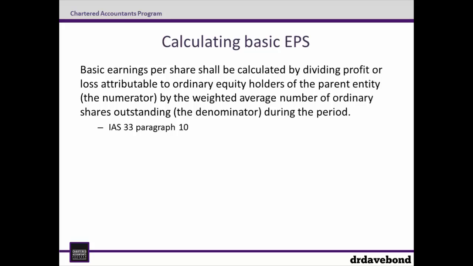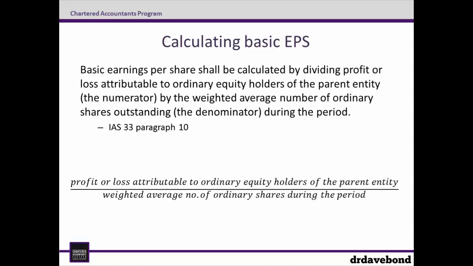IAS 33 is the standard which deals with calculating EPS, and paragraph 10 tells us that basic earnings per share shall be calculated by dividing profit or loss attributable to ordinary equity holders of the parent entity, the numerator, by the weighted average number of ordinary shares outstanding, the denominator, during the period. We can set that up as a formula with profit or loss as a numerator and ordinary shares as the denominator. We're going to look at each in turn, starting with the numerator.